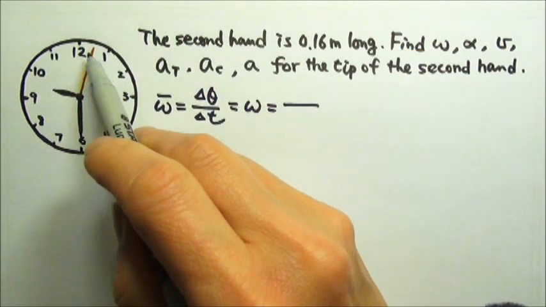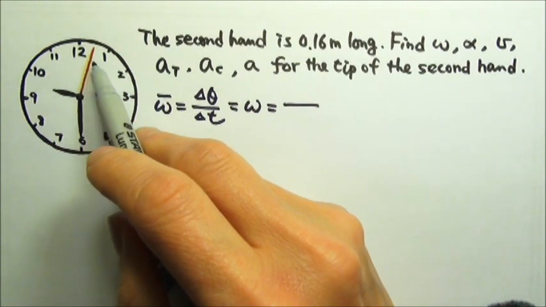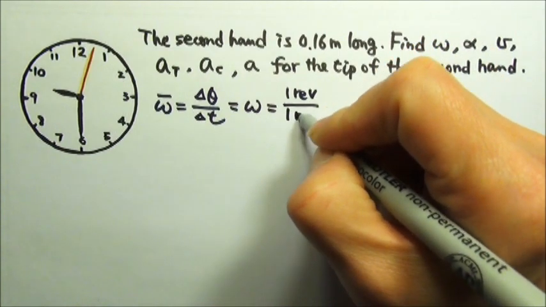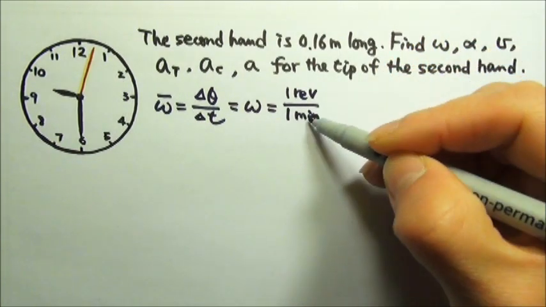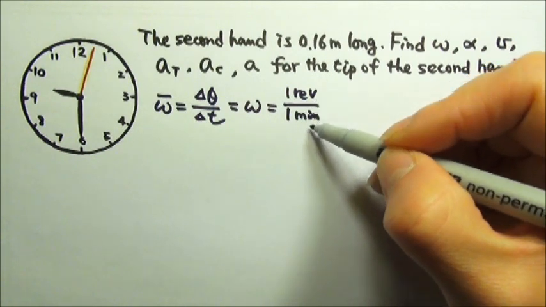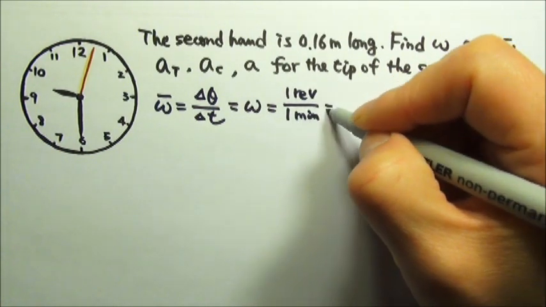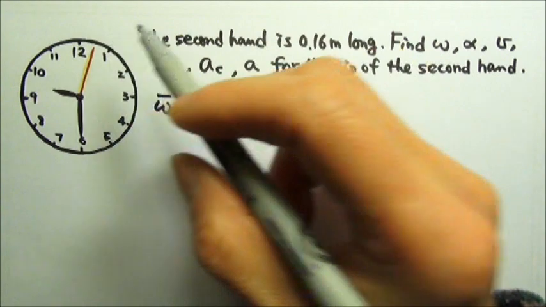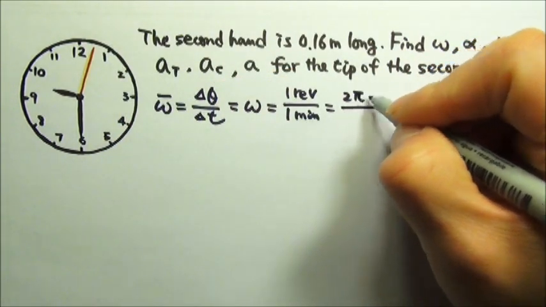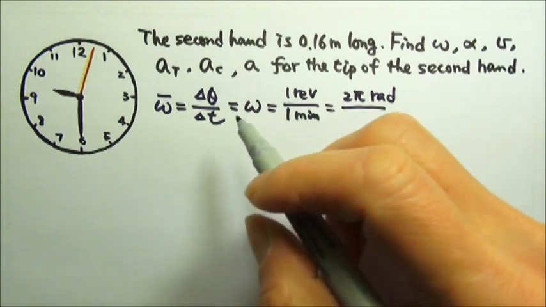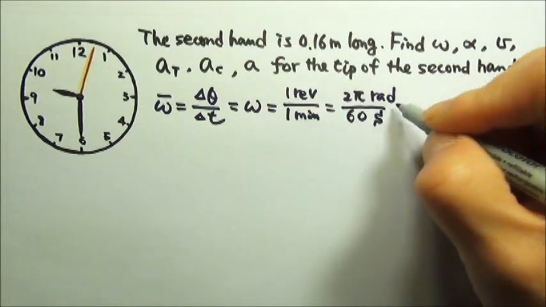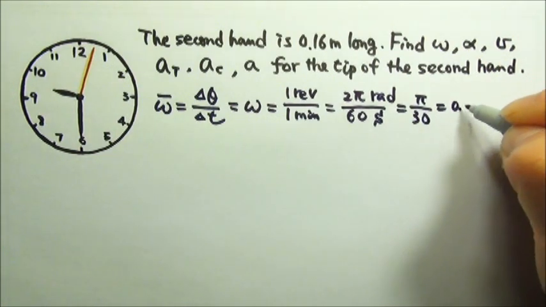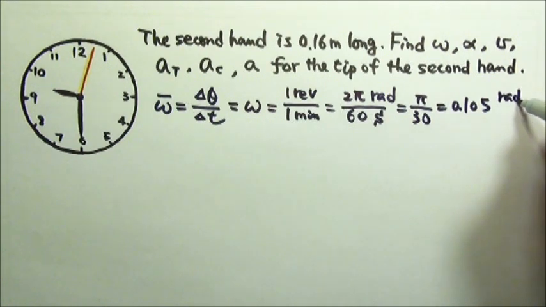We know that the second hand goes around one circle in a minute. So it's one revolution per minute. But if we want the angular velocity to be in standard unit, then we don't want revolutions, we want it to be in radians. One revolution is how many radians? It's 2 pi radians. And 1 minute is 60 seconds. So this will be pi over 30, which is 0.105 radians per second.